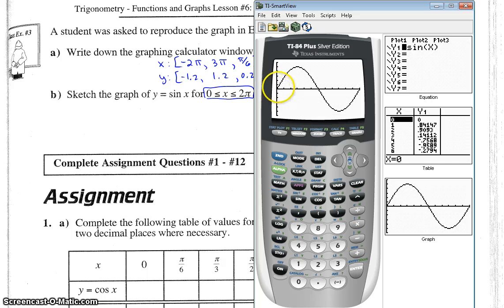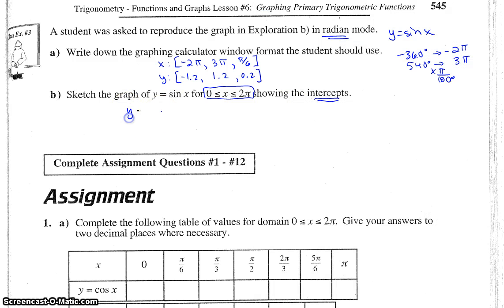All right. Now the intercepts. Looks like our y-intercept is still 0. We could check that by going trace, typing in 0 for x, and sure enough we get y equals 0. And our x-intercepts appear, this is 30 degrees. Oh no, this is pi over 6. It appears to be at pi and 2 pi because remember our scale went from 0 to 2 pi.